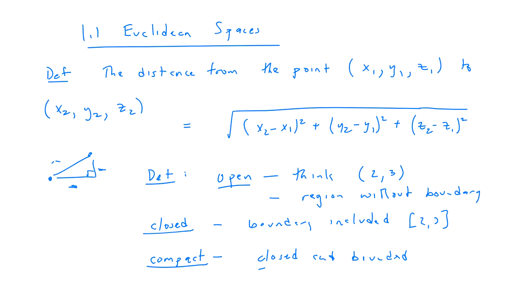compact, which is closed and bounded. The bounded part is just that nothing goes off to infinity in the space we're looking at. And the idea is, the reason we care about this last one, this will come up in Calc 3 when we're looking at finding minimums and maximums, is if we're looking at a function and it is compact in the region we're looking at, then there will be a maximum in that region and there will be a minimum in that region.